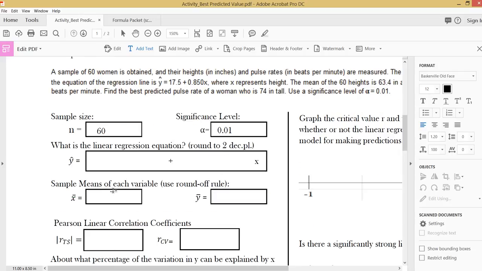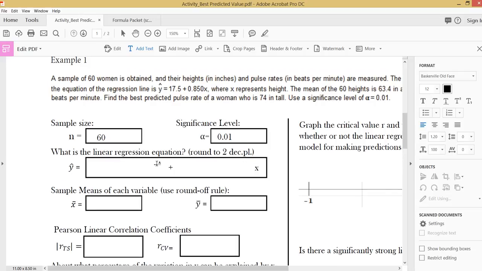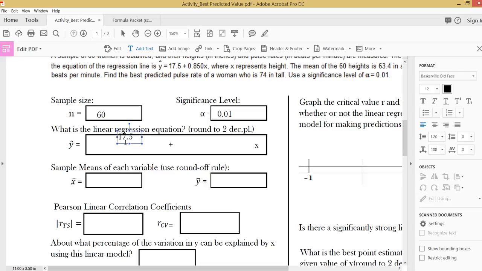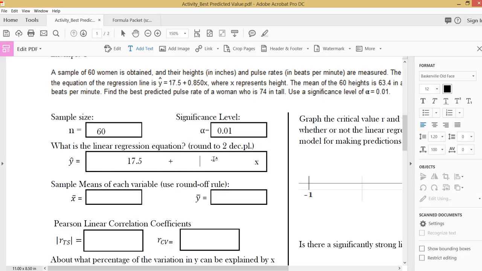And then they gave us the regression line. The y-intercept would be 17.5. And the slope is 0.85.